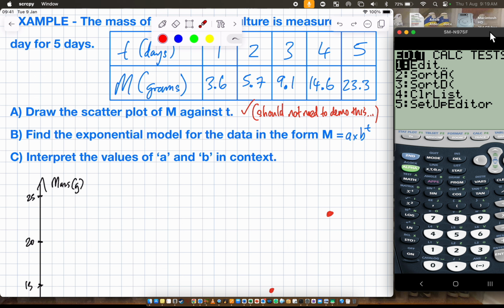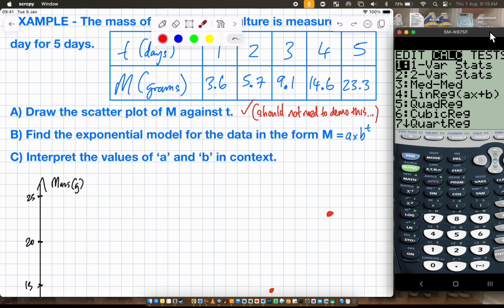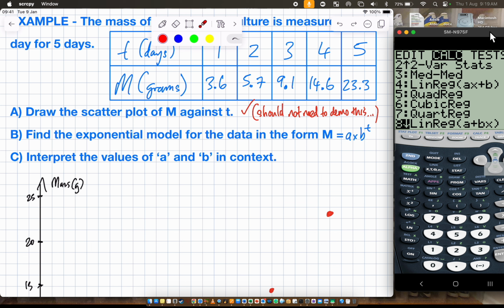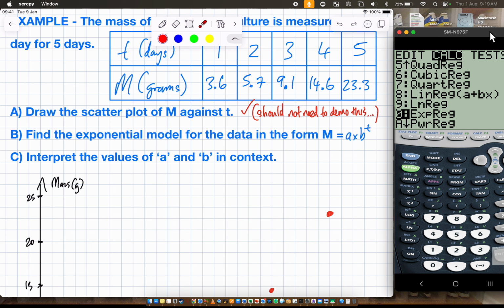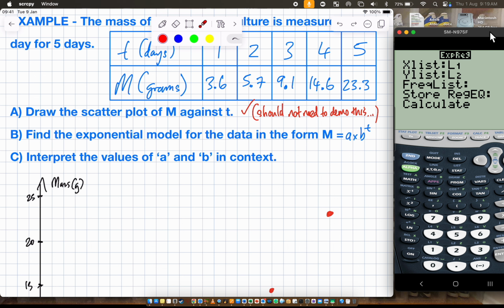Stat? Calc? Yep, so you scroll down, it's off the screen, scroll down to 0x per edge. Because you've formed good habits, like I stated at the start, list 1, list 2 is your x and y. Press enter. So it's saying that's pretty good. That's a pretty strong fit. Why? Because r and r squared are so close to 1. What is that saying about the model?